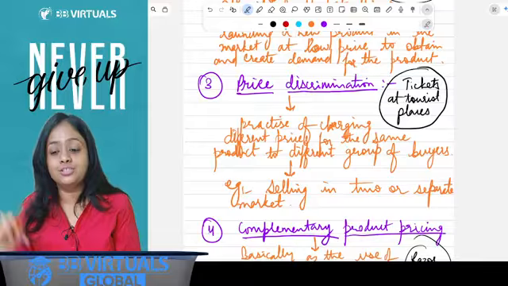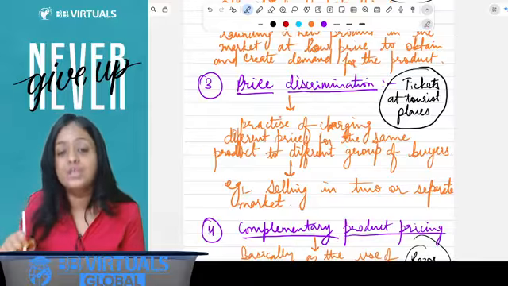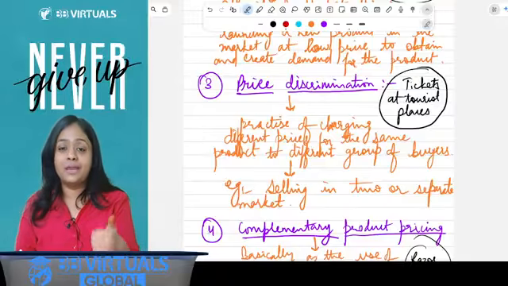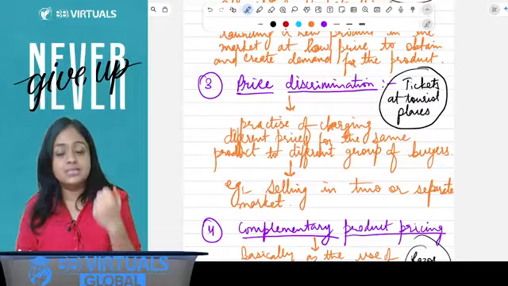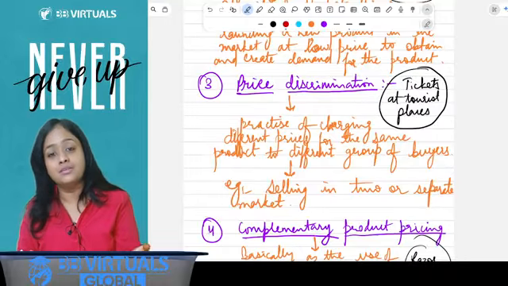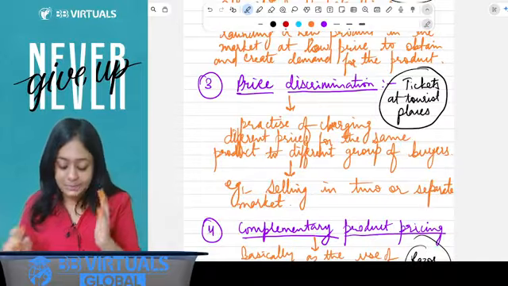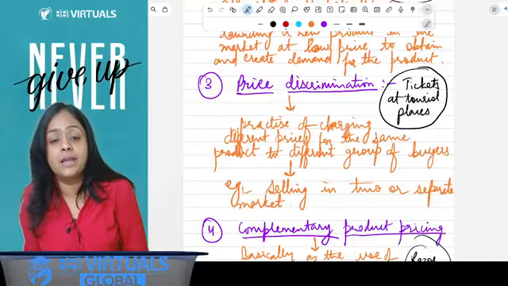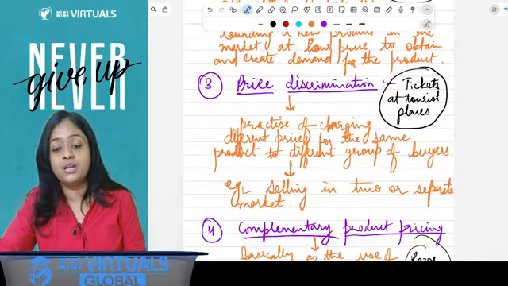A price discrimination example can be tickets at tourist places. You can see when you go to tourist places, we have differential pricing for foreign tourists, for senior citizens, for children, and for others. So this differential pricing is price discrimination. That means the practice of charging different prices to the different categories of customers.